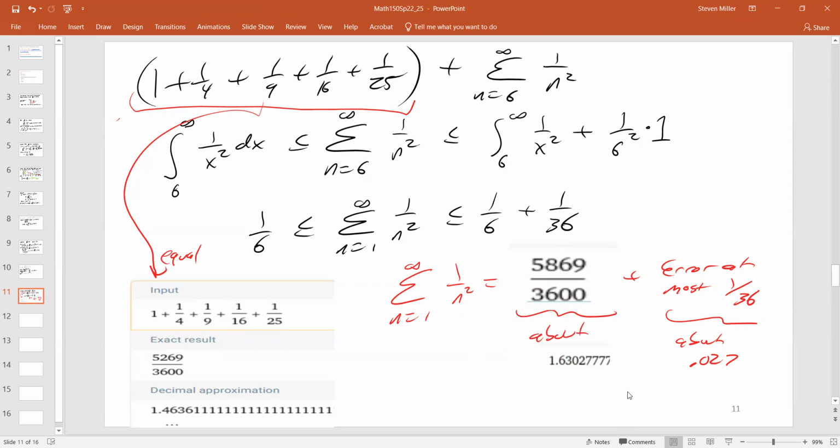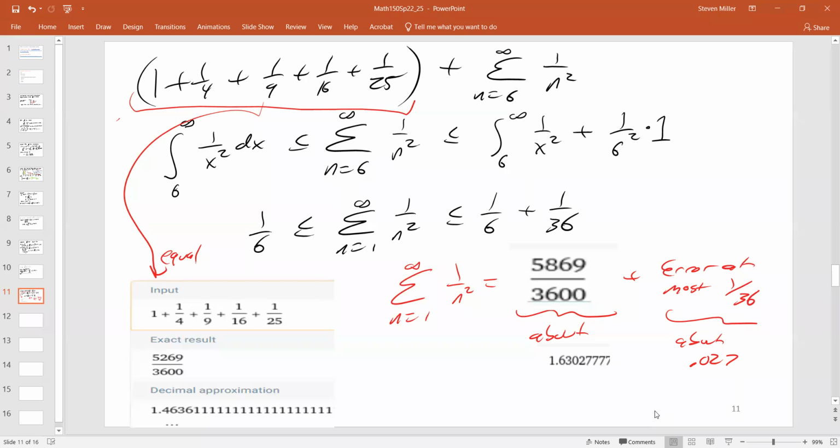And that is now within the correct range. So the integral test is extremely powerful. It tells you whether or not something converges or diverges, and it can give you a really good estimate on the answer. If you have a sum of terms that's converging, the beginning part of the sequence is what's going to give you most of the meat.